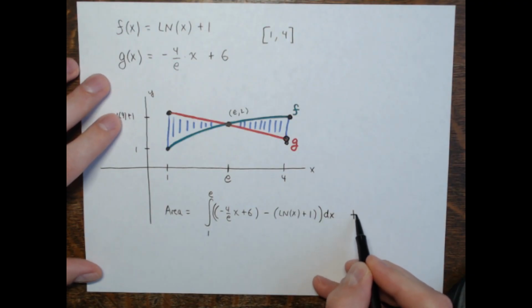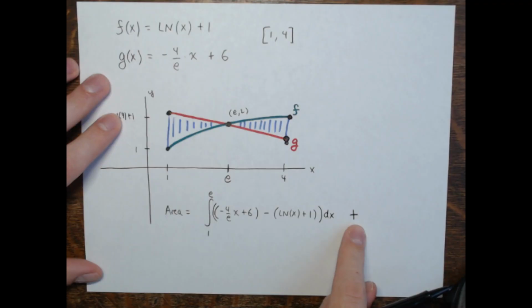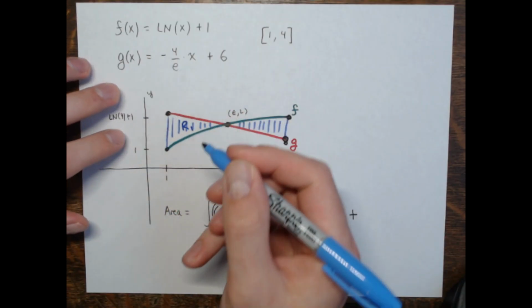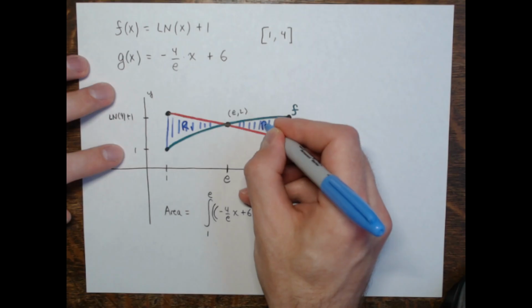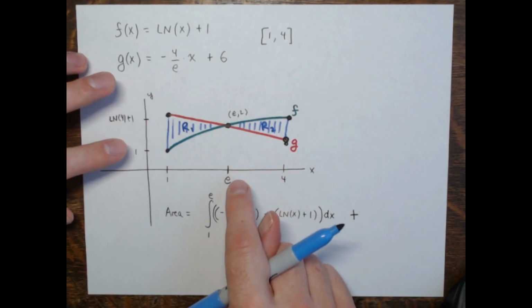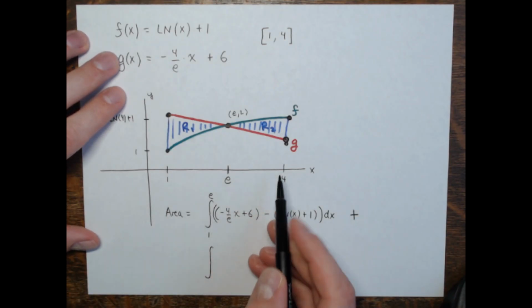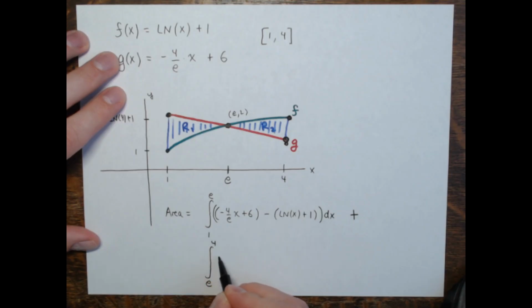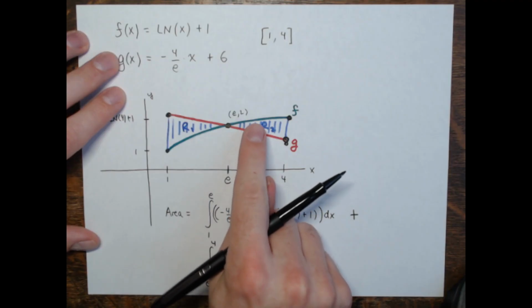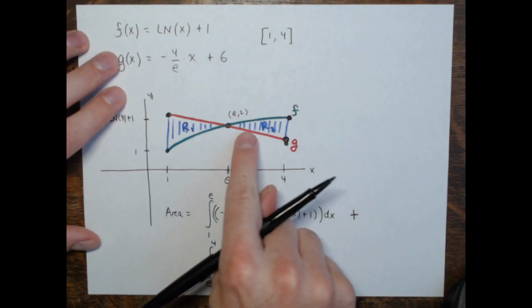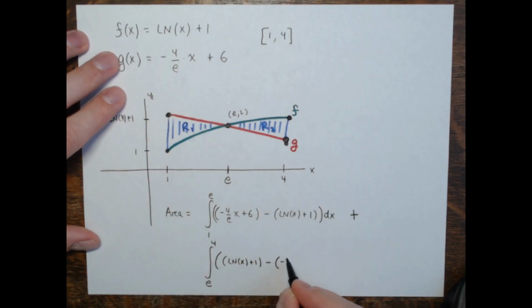And then we're going to add to that, plus. So let's call this region number 1. And then this other one we'll call region 2, R2. So you see the next integral I add will be the integral from e to 4 of, and then the other way around, right? Where f is on top. So this natural log of x plus 1 is on top, minus, and then the g curve, the line, is on the bottom, negative 4 over e times x plus 6.